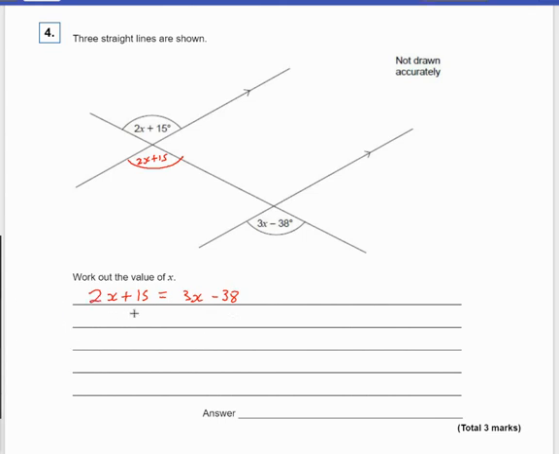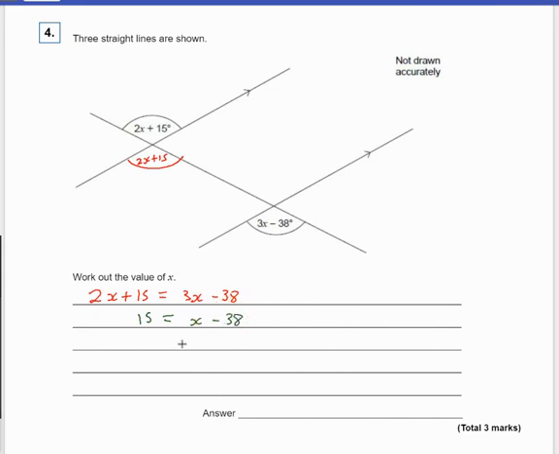Okay, now I'm going to solve this equation. So I've got x's on both sides, so I'm going to look for the side with the smaller number of x's and subtract, or eliminate, should I say. And in this case, it's 2x, so I'm going to take away 2x from both sides, giving me 15 is equal to x, because 3x take away 2x is x, minus 38.